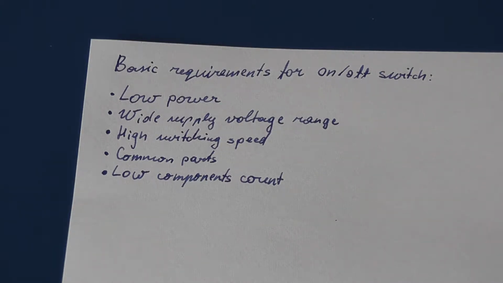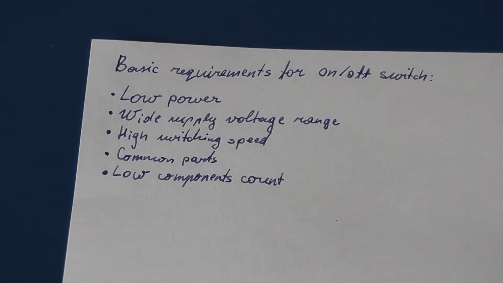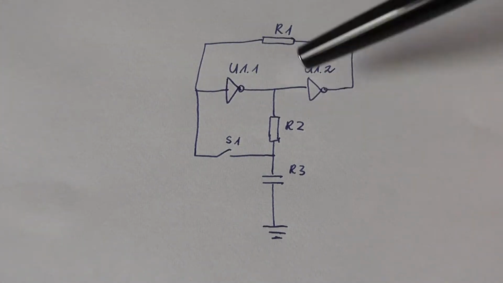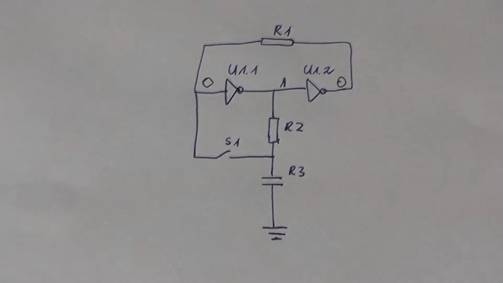And one of the last things, it must use common parts. We don't want our circuit to go obsolete if some fancy component goes out of production. Finally, it must use as few components as possible. Now let's take a look at the circuit which I like the most. Here it is. We have two inverters, a couple of resistors and a capacitor.